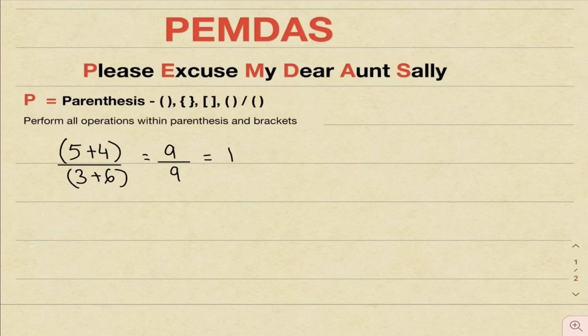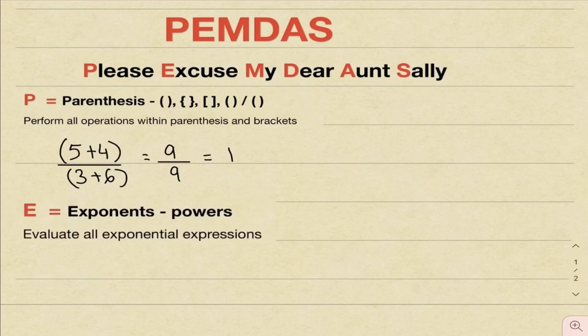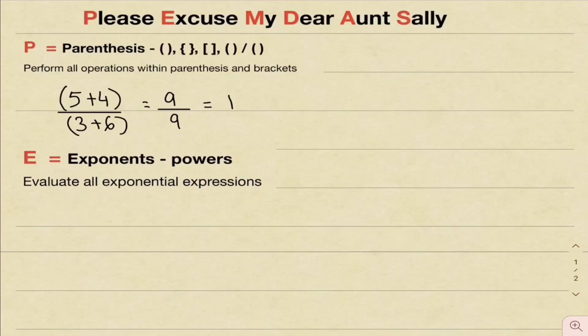So the first operation that we have to do is parentheses. So you have to perform all operations within parentheses, brackets, or even absolute values, or any operation that groups terms together. The second order of operations that we have to use is exponents, or powers. But what are exponents? Exponents are just a method of writing repeated multiplication. Let's say I have 3 squared. What is 3 squared? 3 squared is just the 3 multiplying itself 2 times. So 3 squared is just 3 times 3. What is 3 times 3? It's 9.